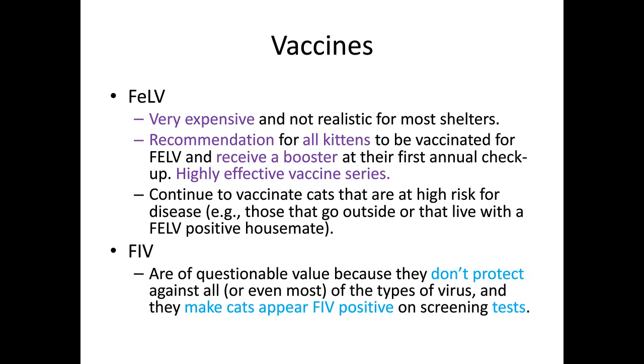Now the FIV vaccine is of much more questionable value because it doesn't protect against all of the strains or even most of them, only a few of the strains. And it makes the cats appear like they're FIV positive on test. So like we talked about earlier, if you're going to vaccinate for FIV, you really need a microchip and definitely connect that information with the microchip.